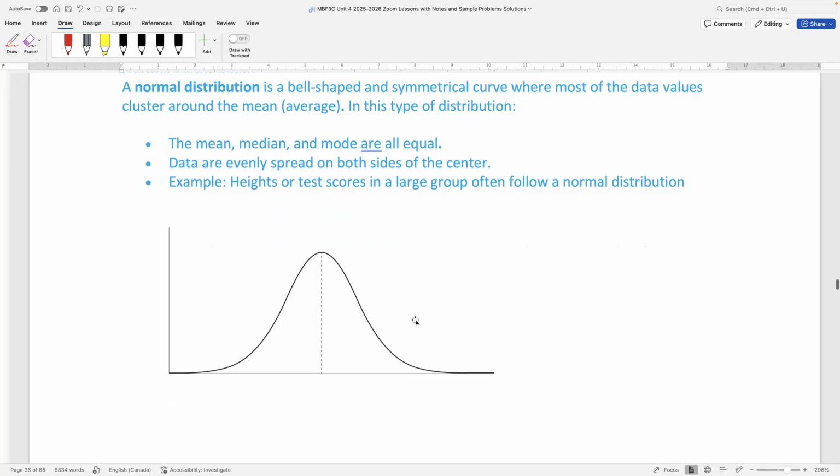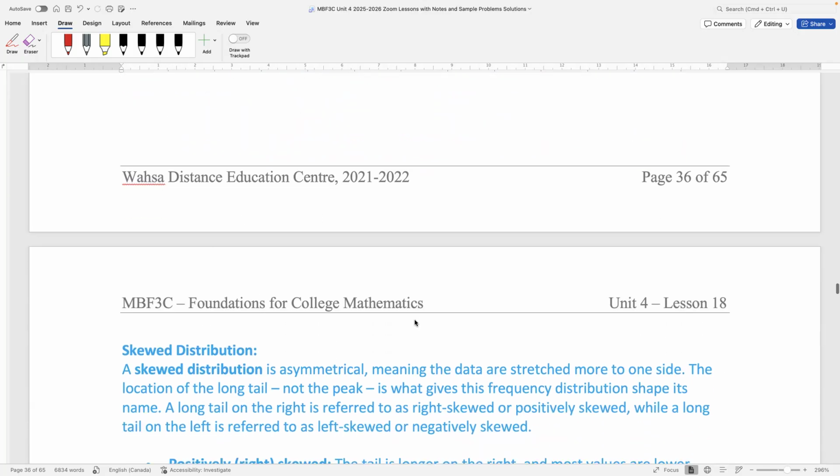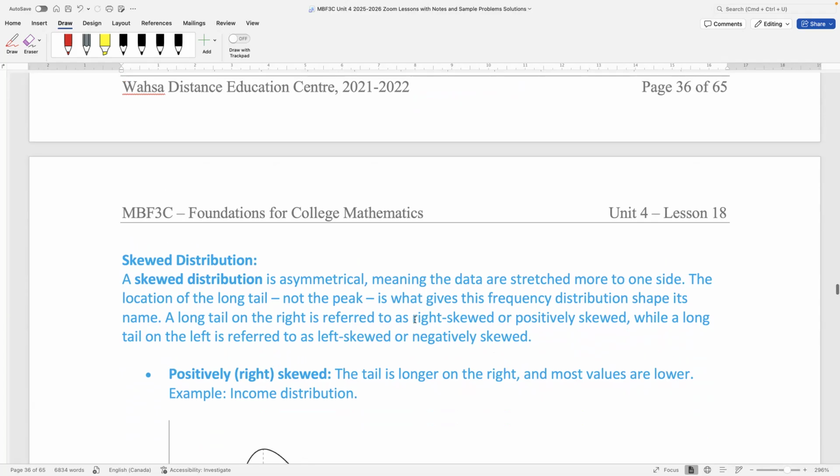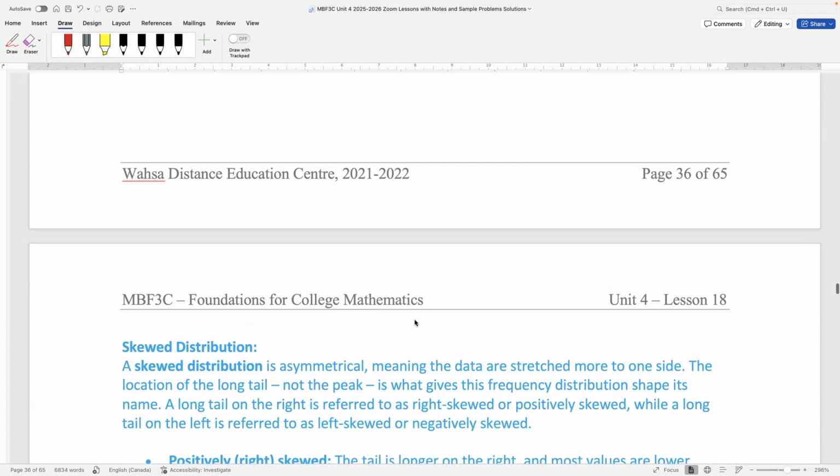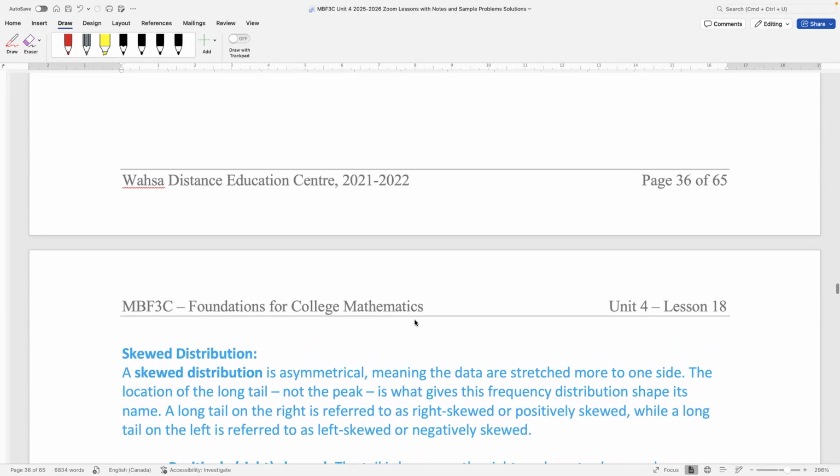Okay, so that's one type of distribution. Another one is what we call skewed. Skewed is asymmetrical, meaning the data are stretched more to one side. The location of the long tail, not the peak, is what gives this frequency distribution shape its name. A long tail on the right refers to a right skewed or positively skewed distribution, while a tail on the left is left skewed or negatively skewed.